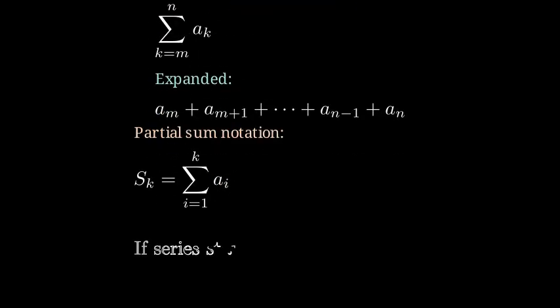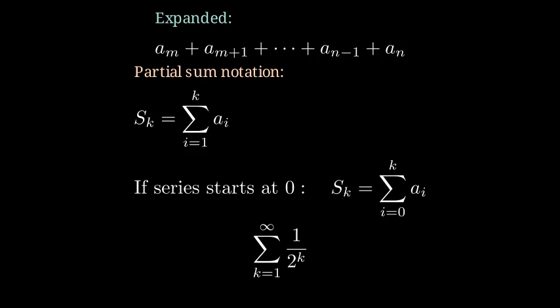Now let's define partial sums. The kth partial sum is the sum of the first k terms of the series. We write it as s sub k equals the sum from i equals 1 to k of a sub i. If the series starts at 0, we use i equals 0 to k instead.